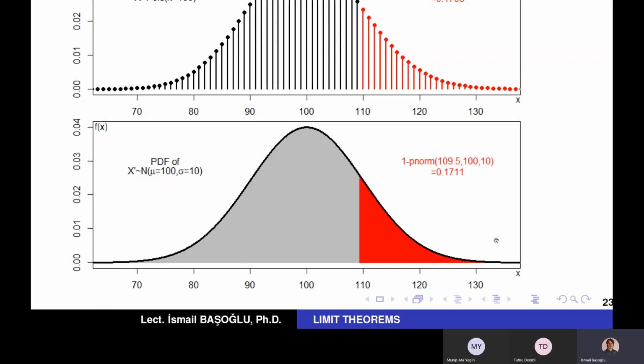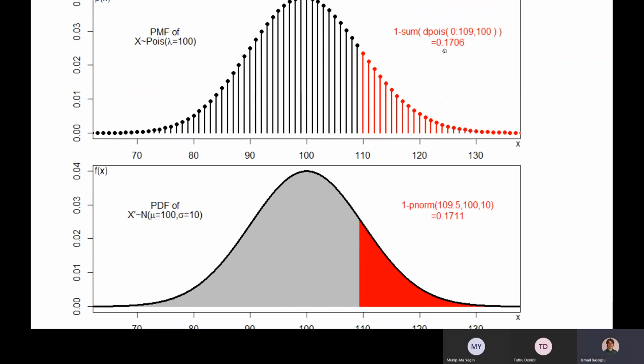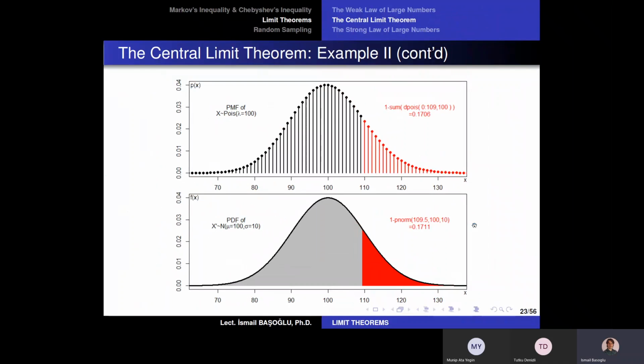For the normal distribution, our objective is to identify 1 minus the cumulative probability at 109.5. So the probability of this approximate normal random variable to be more than 109.5. That is the probability of interest, and that is approximated by 0.1711. As you can see, these two values are close enough to each other. So this is a good approximation as well.